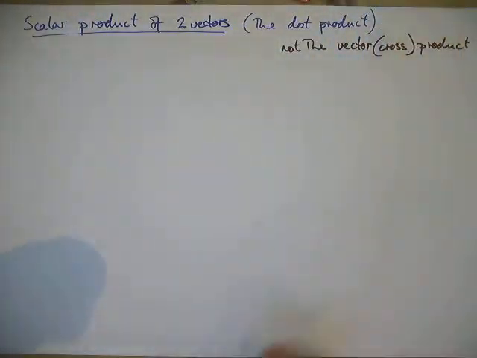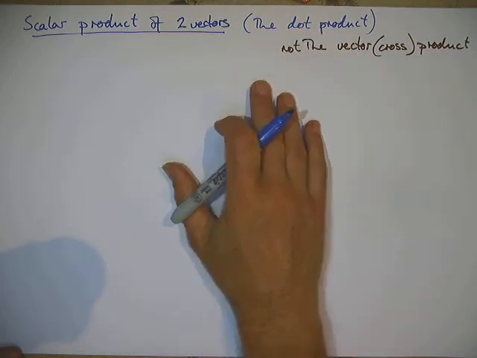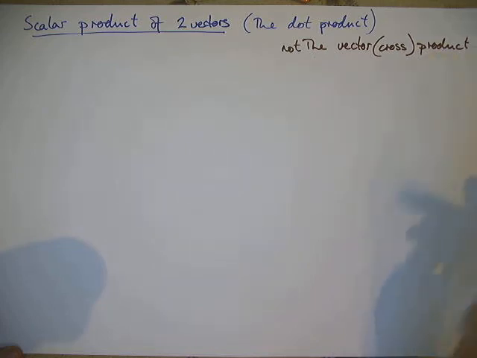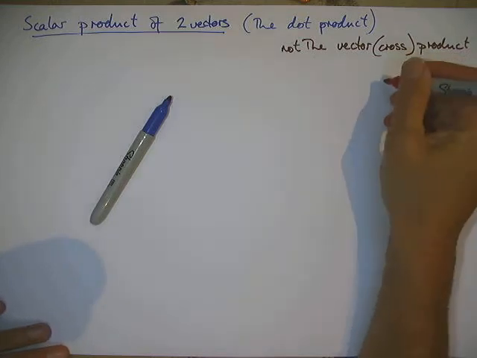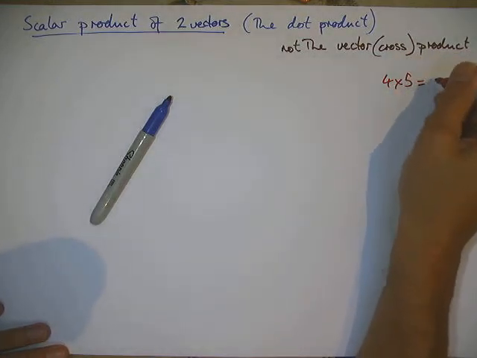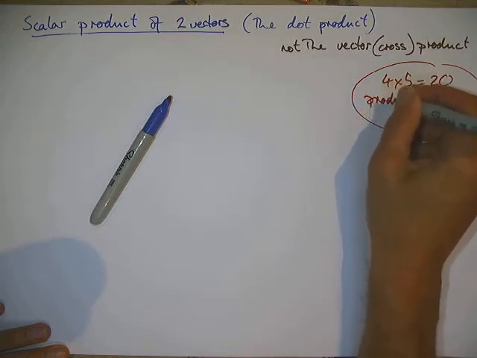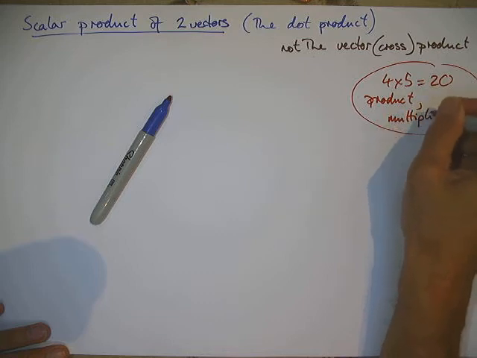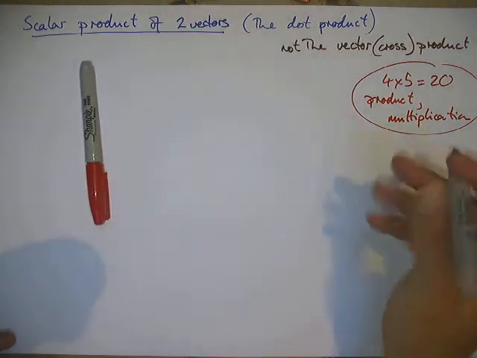Right. Section 4 is the scalar product of two vectors, sometimes called the dot product because of the symbol we use. It's not the vector or the cross product. When we multiply scalars, 4 times 5 is 20. We have one definition for what a product is, one definition for multiplication. That is not going to be true for vectors.